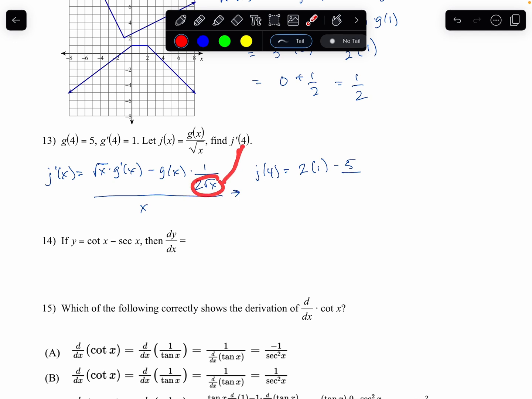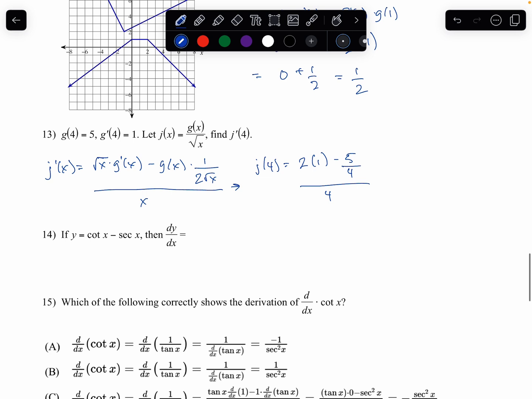If I plug in 4 right there, that's going to be square root of 4, which is 2. So 2 times 2, that's going to be 5 over 4, all over 4. Okay, and that's equal to 8 over 4 minus 5 over 4, which is equal to 3 over 4, which is equal to 3 over 4 times 1 over 4, which is equal to 3/16.